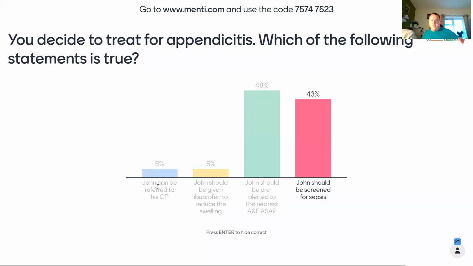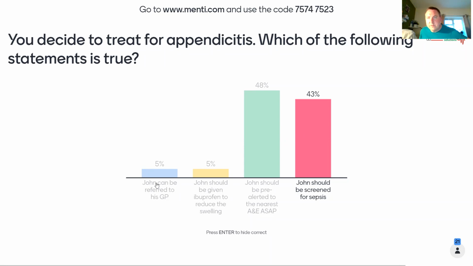A bit of a trick question there. John should, of course, be screened for sepsis. He has a temperature. We should be doing a NEWS2 score. He wouldn't necessarily always be pre-alerted to A&E. I would only pre-alert someone to A&E who was showing signs of ruptured appendix and/or showing signs of sepsis. I wouldn't necessarily, if somebody had, I think it's appendicitis, actually, you know, they can make their own way to A&E. They don't necessarily need the ambulance to take them.